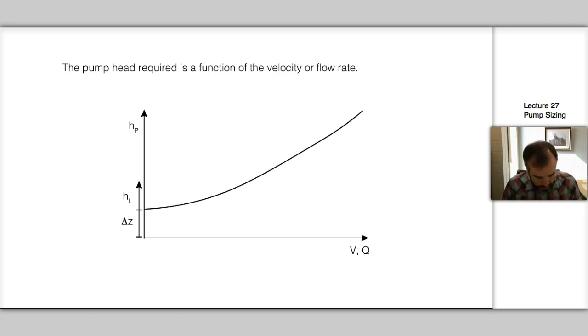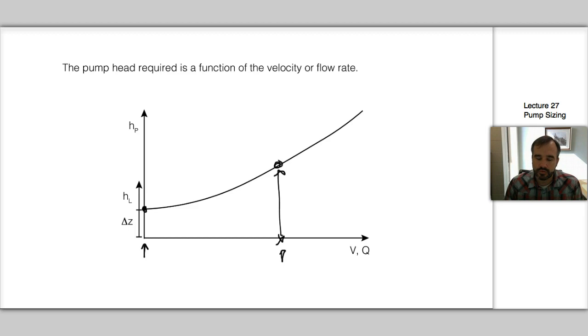And I drew this out here. It looks something like this, where your initial point at 0 velocity is going to simply be your delta Z, right? If you don't want any flow, the pump needs to have enough head to overcome that elevation change, that potential energy change. Then anything above that's going to be head losses, and so you have this curve that looks like this. And so if you have a design flow rate here, then you're going to come up here, and this is going to be your head loss. Okay, and so you need to know something about the flow rate.